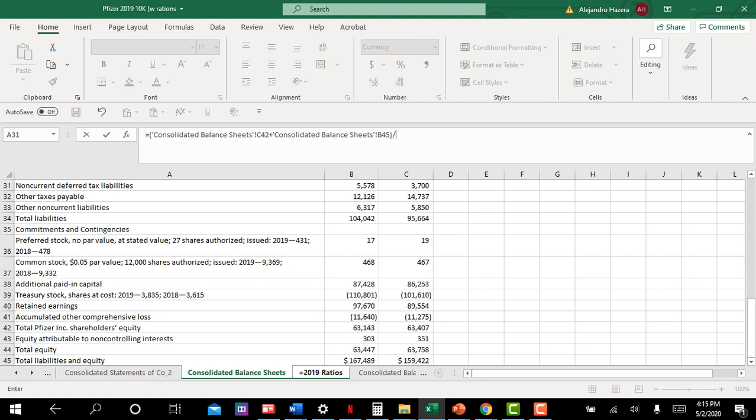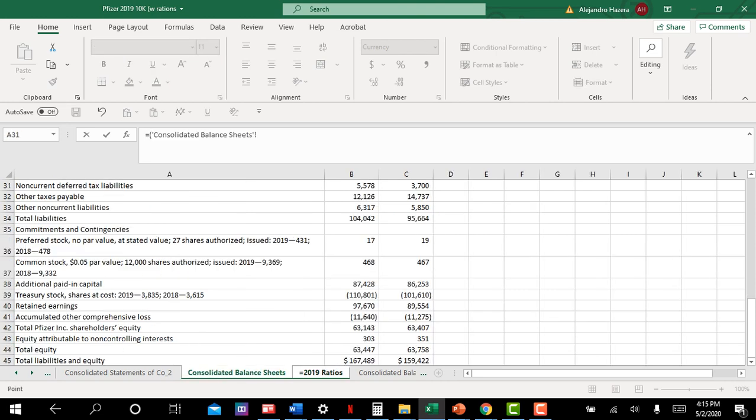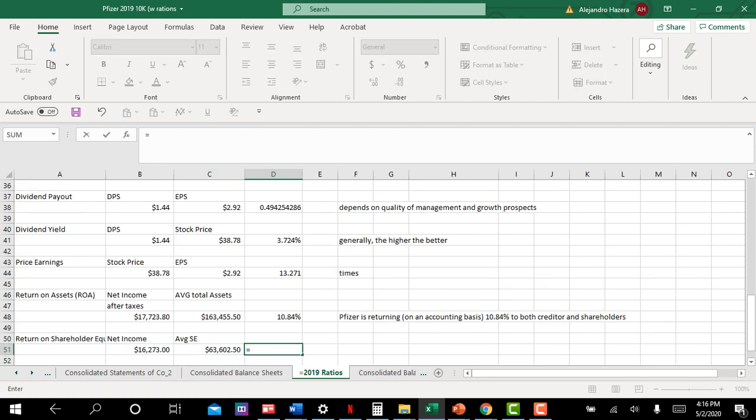Oh, wait a minute. Unfortunately, I'm using the wrong row there. Go back here quickly. So let's do this again. We're going to take the beginning shareholders' equity, that number right there, plus the ending shareholders' equity, which is 63,447, and we're going to divide by 2. That looks about right. So let's see what our return on equity is. We're going to take that income divided by average shareholders' equity.